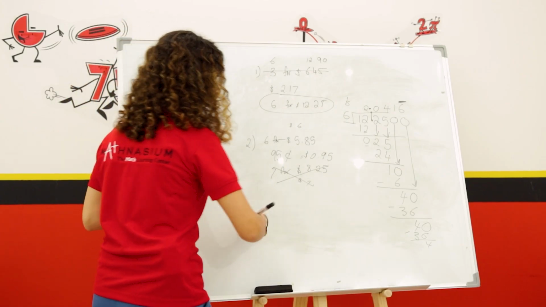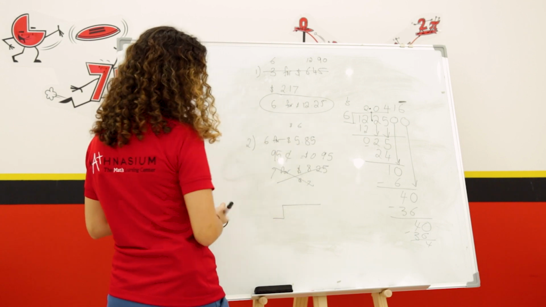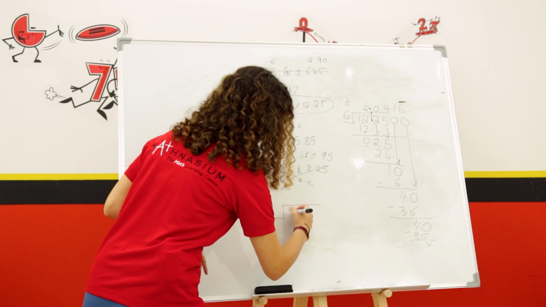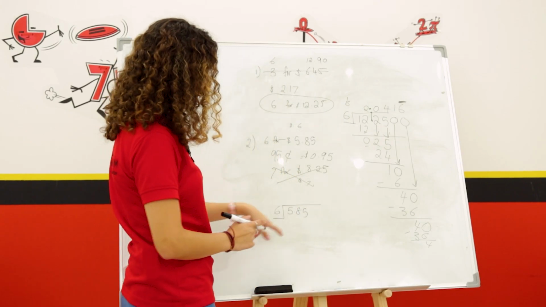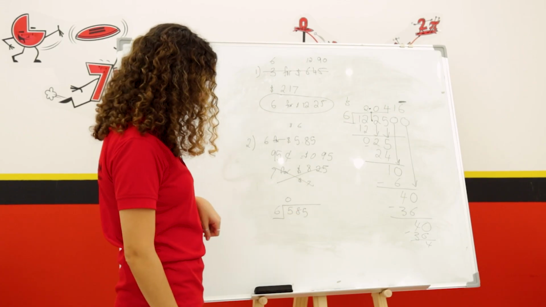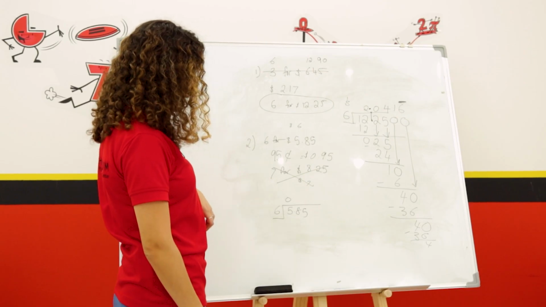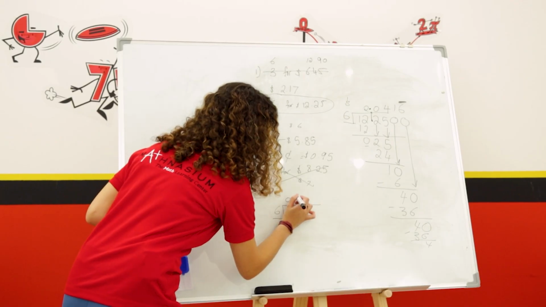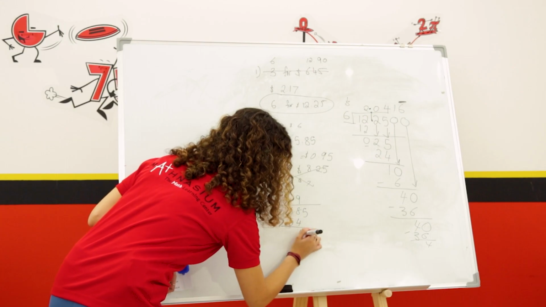So let's do that. So 6 items for 5.85. To get the price of 1 item, I'm going to have to divide. How many times can 6 go into 5? 0 times. So I'm going to take the number 58. How many groups of 6 fit into 58? We can say 9 groups of 6, since this is very close to 60. That's going to be 54, remainder 4.